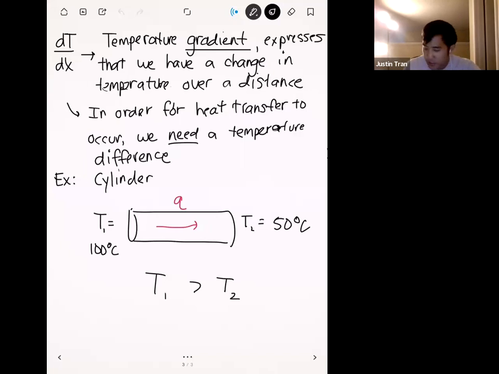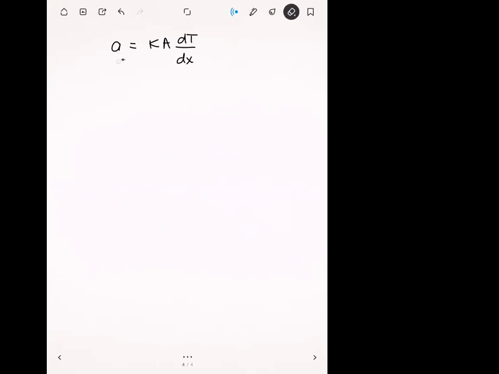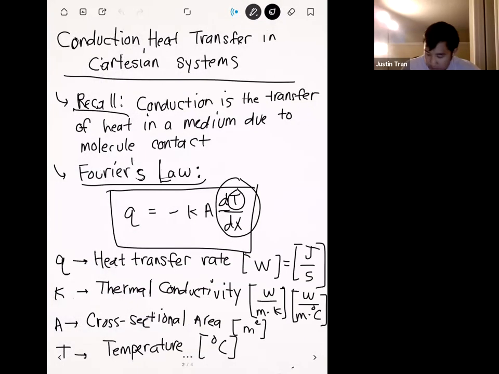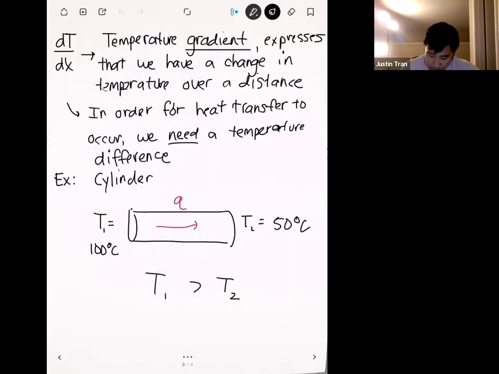Actually, I'm going to do that on the next page. So before I go there, are there any questions on this? Okay. All right. So let me go ahead and write Fourier's law again. So we have Q is equal to K times A dT/dx. Professor, isn't it negative K? It is negative K. Thank you. Yes. Did I miss that? Yes, I did.